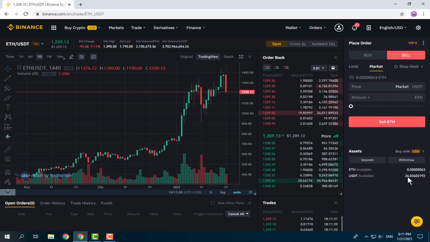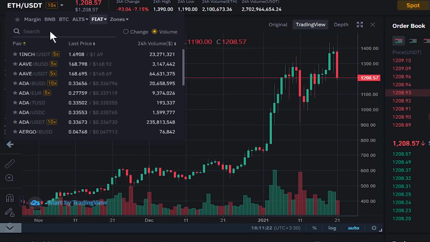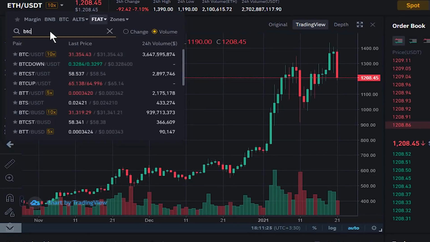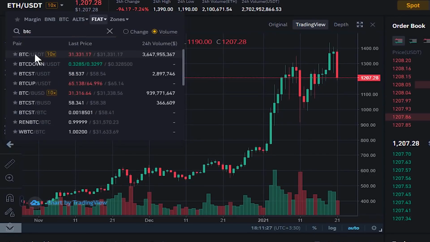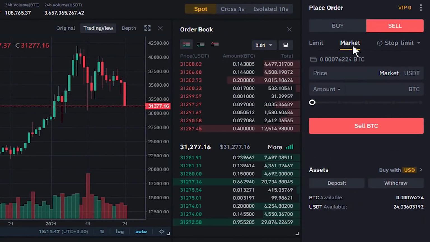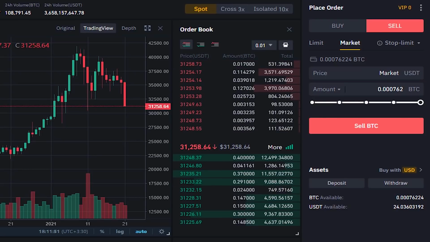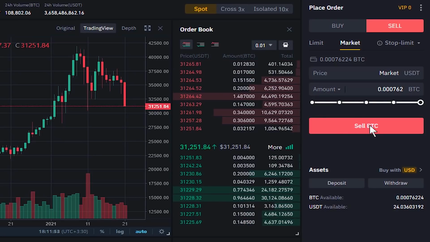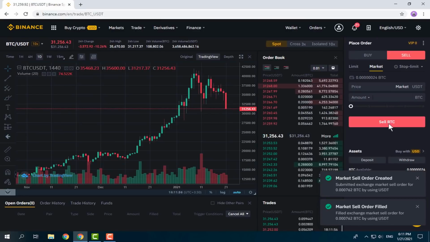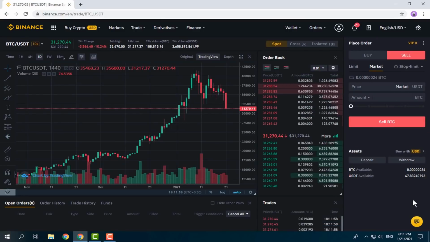Now let's sell our Bitcoin. Here we search BTC and BTC to USDT. The sell tab is selected, market order. We set the amount to 100% and we click on Sell BTC, and it's done, and we sold our Bitcoin.